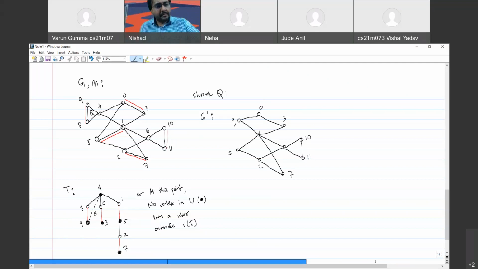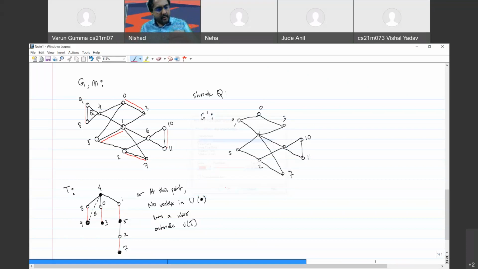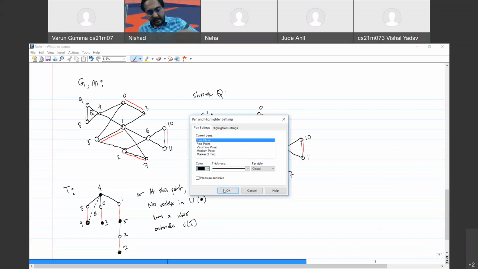The M prime is also quite easy here. It's 0, 3, 1, 5, 10, 11, and 2, 7. Okay, good. All right, that is our M prime. And now let's look at the tree. Oh, by the way, what happens to the tree this time? So the tree is also going to be modified in a more interesting way than the last time.